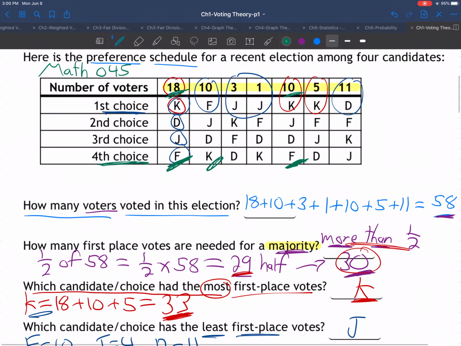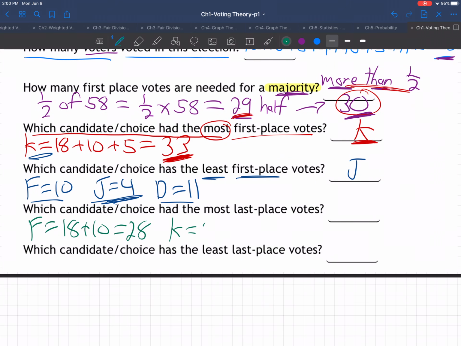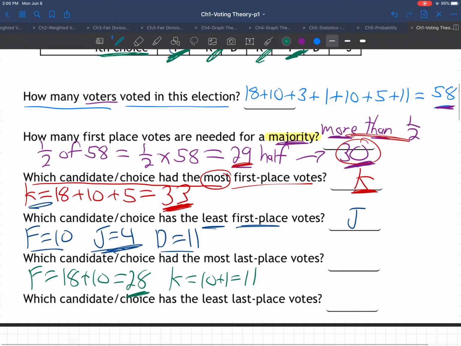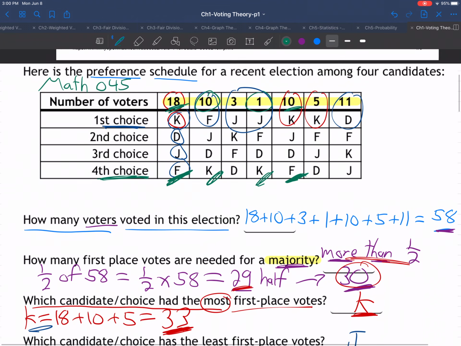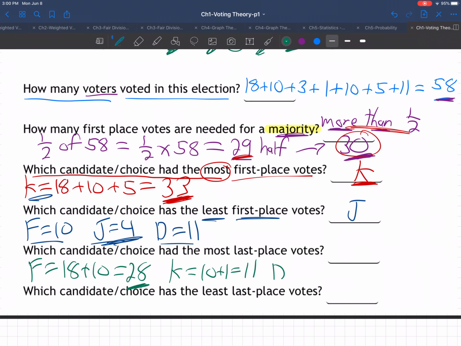Let's do K. K is here and here. That's what? 10 and 1. So K is 10 plus 1 or 11 last place votes. So far the F has it. D looks like here and here, so that's 3 and 5. D has 3 plus 5, or 8 last place votes.